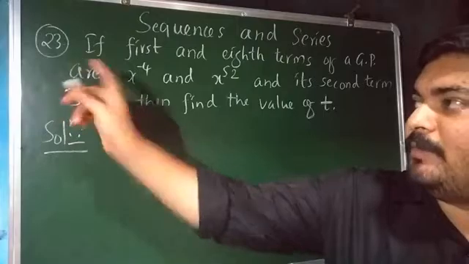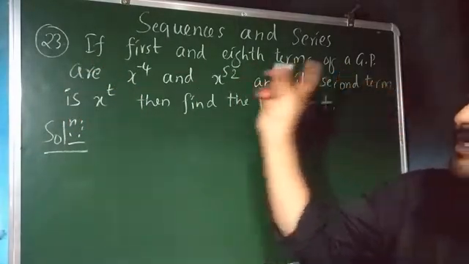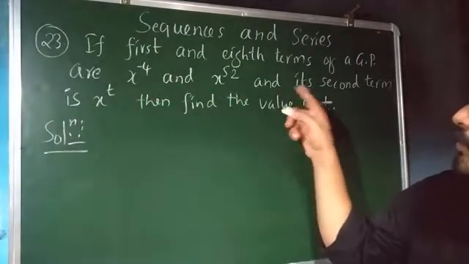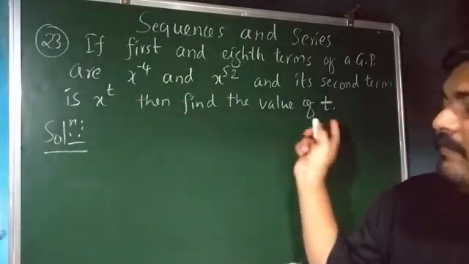Let me continue with problem number 23. It states that if the first and eighth terms of a GP are x power minus 4 and x power 52, and its second term is x power t, then find the value of t.